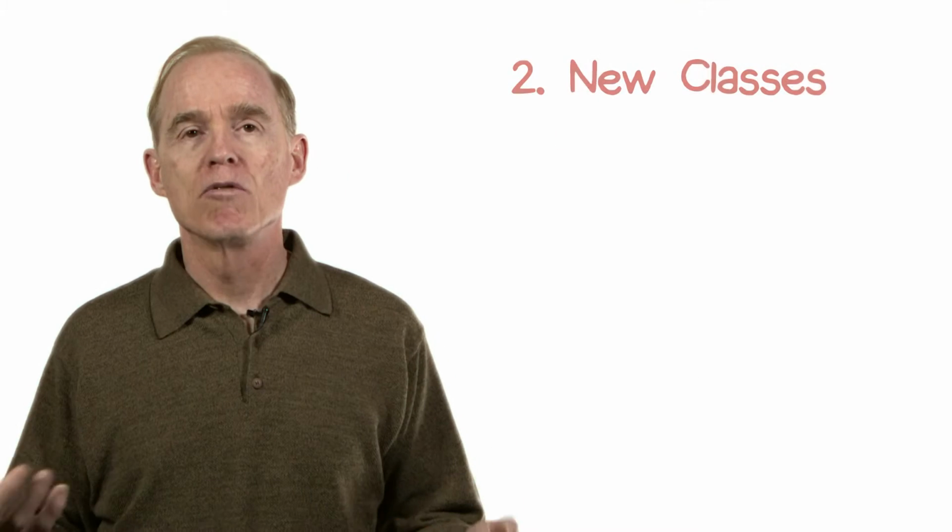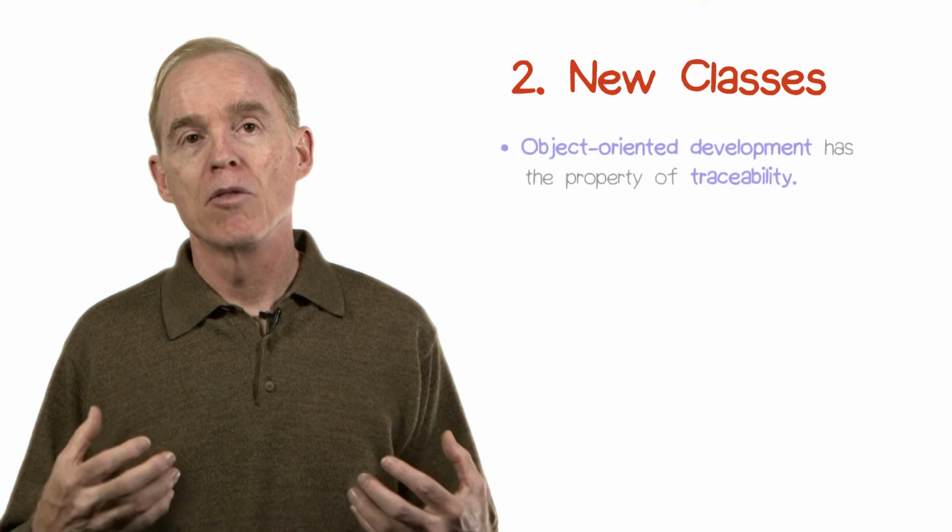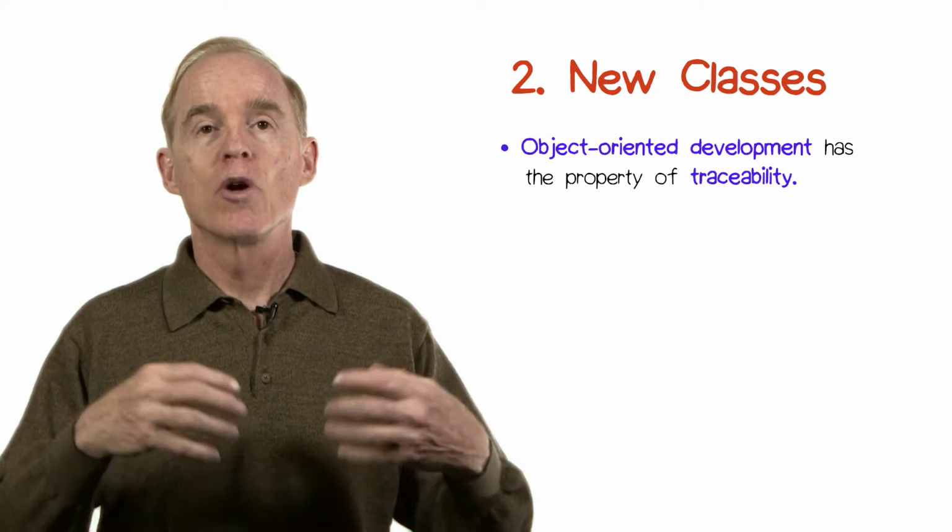I mentioned earlier that your analysis model has classes in it, and those classes are likely to show up in the design model. However, some additional classes may also need to be there. What's going on is the following. Object-oriented development methods have an advantage called traceability.